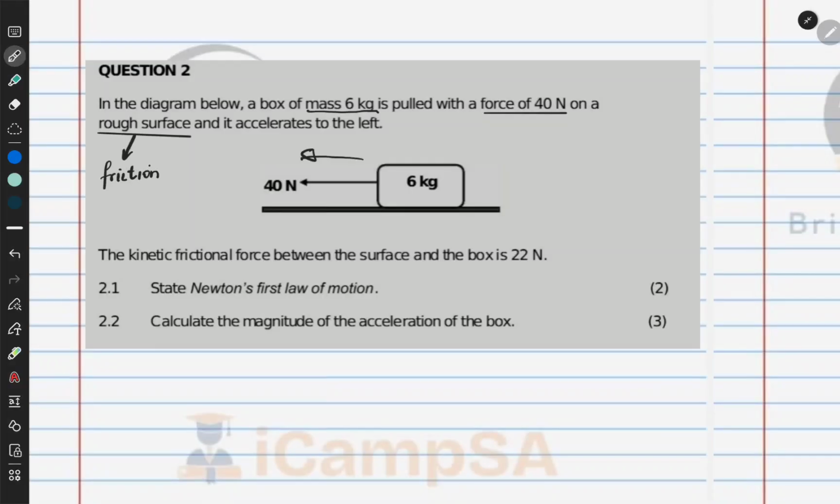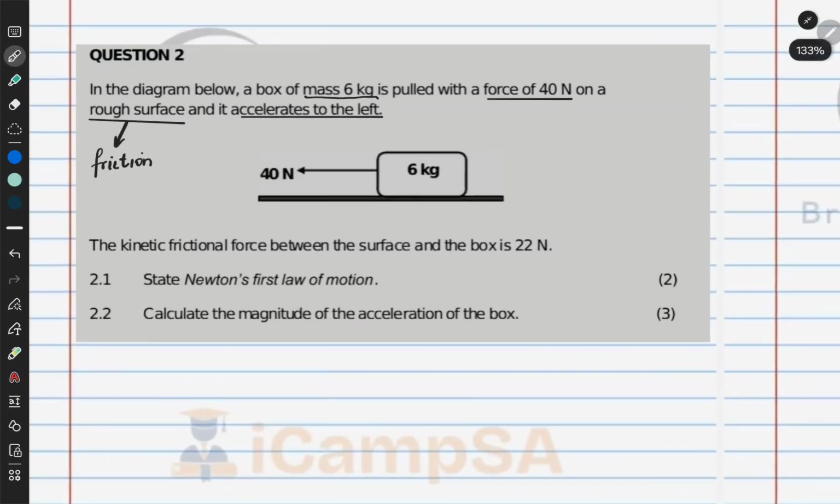Remember, if friction is not present, or if friction is so small that we can neglect it, they usually use keywords like treat friction as negligible or neglect the effects of friction. That's when you know that, okay, I shouldn't worry about friction. But in this case, they said rough surface, so we have to include friction in our calculations. So already in your mind, you should be ready for that. Accelerates to the left. Now we have our sense of direction. Okay, so those are the key things that we have.